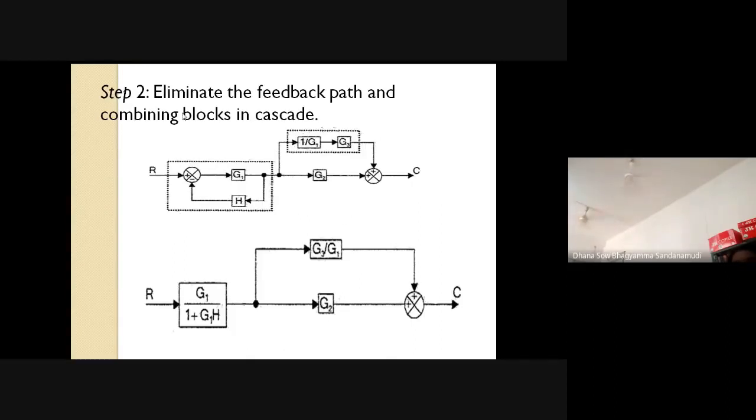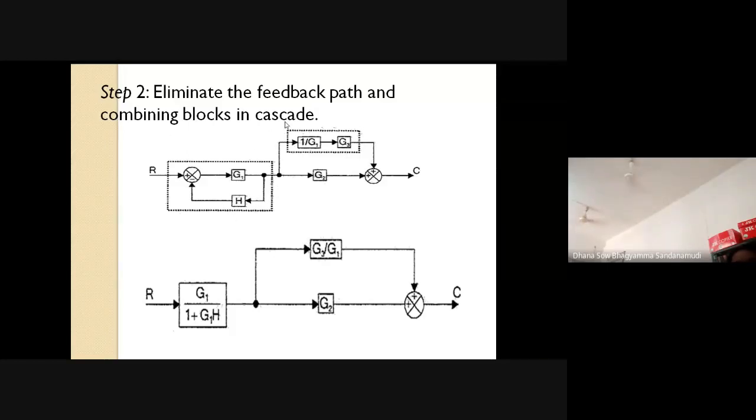So step number 2, I am eliminating the feedback path. I have done both the operations at a time. So one is eliminating the feedback path. This is my feedback path. No need to draw this diagram. You can draw this diagram only. Directly you can draw this diagram. If you are interested, if you are able to draw fast, you can draw both the diagrams.